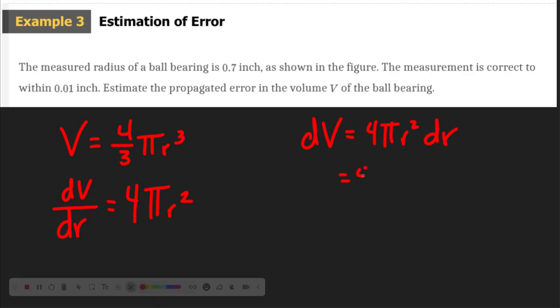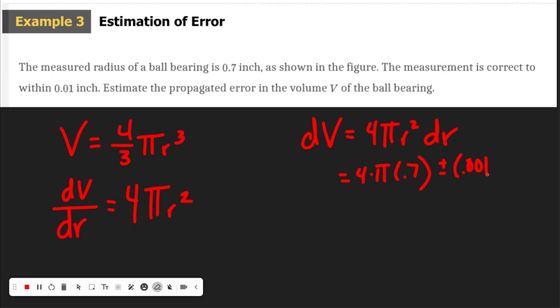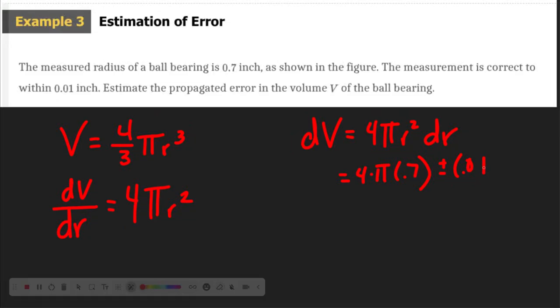So now, our dV is 4 times pi times 0.7, times plus or minus, we'll just handle that in 2 steps, 0.01. And then do you square the radius though? Yes, sorry. Yes, squared. Thank you. I'll fix that right now before we do the math. Squared. Okay. Colin, will you do it times negative 0.01? And Alex, will you do it times positive 0.01?